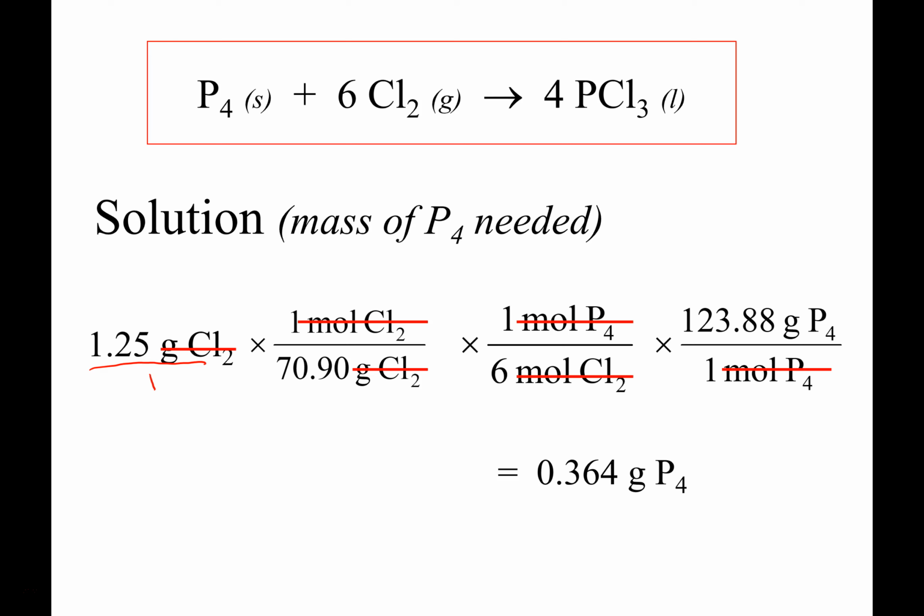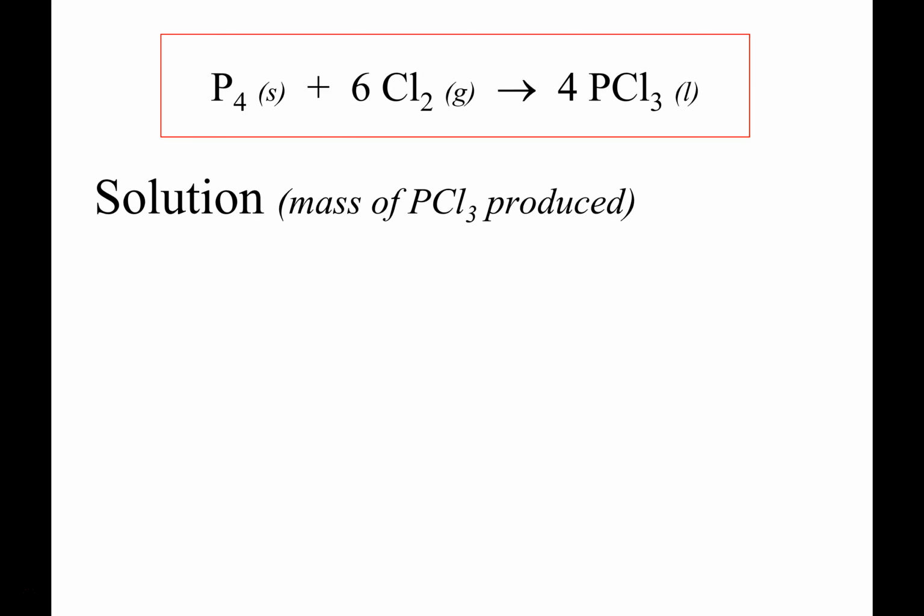Let's do the next one, and we'll go backwards. A follow-up question was the same mass of Cl2, and now what mass of product can we produce? And again, I know you could just add the 1.25 grams of Cl2 to the mass of P4 and come up with this, but we're going to do it the long way. Okay, so Cole, help me out. How can I get from grams of Cl2 to moles of Cl2? A few slides ago, I had the molar mass of Cl2.